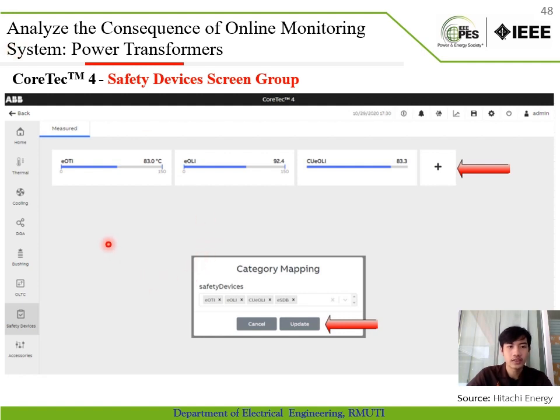And on this screen display, it shows the oil temperature indicator and oil level. By the value, it divides into 3 steps: low critical point, normal operating, and high critical point. And all these values show it is in normal operation. And the value that is configured for monitoring is based on the drawing design of the power transformer.